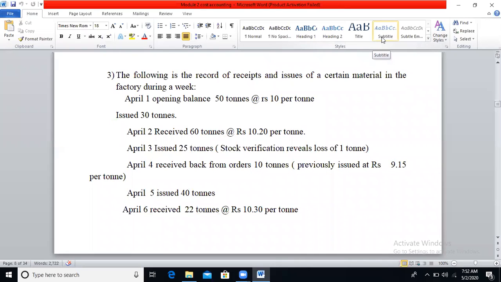Good morning. See the next problem. The following is the record of receipts and issues of a certain material in the factory during a week. So they have given the list of transactions.